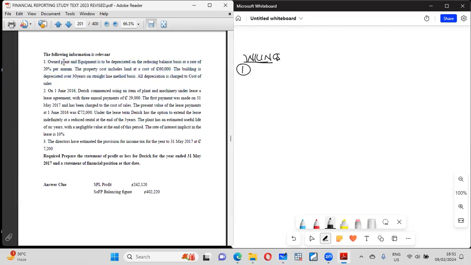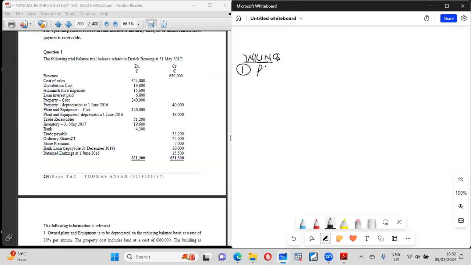And so here we are told that the owned plant and equipment is to be depreciated on reducing balance at a rate of 20%. It says the property includes land at a cost of 60 at the beginning. The building is depreciated over 30 years straight line basis. All depreciation is charged to cost of sales. So point 1 is about the plant, the building and the land. So what do you do? You come here, you say plant and equipment. There is also land, and there's also a property.